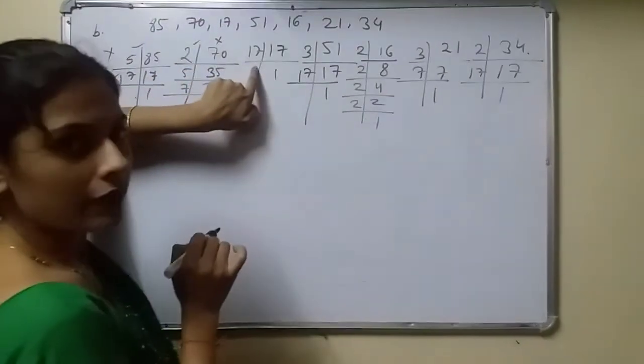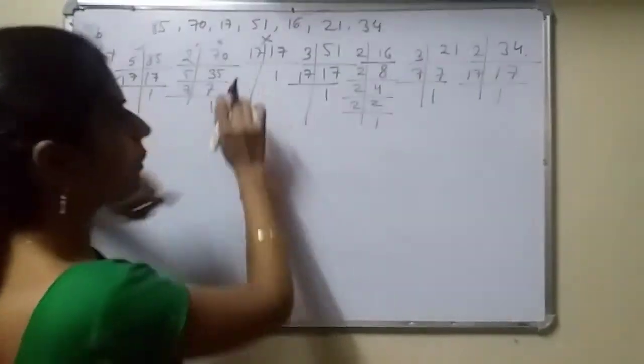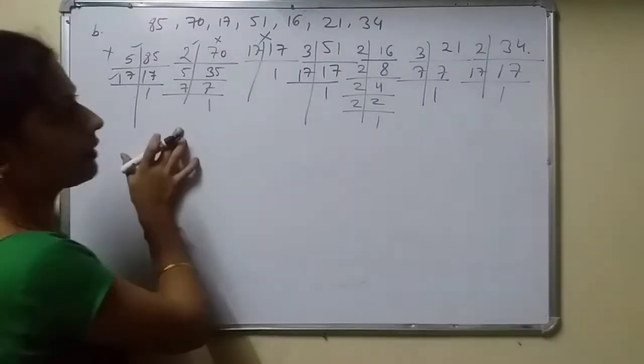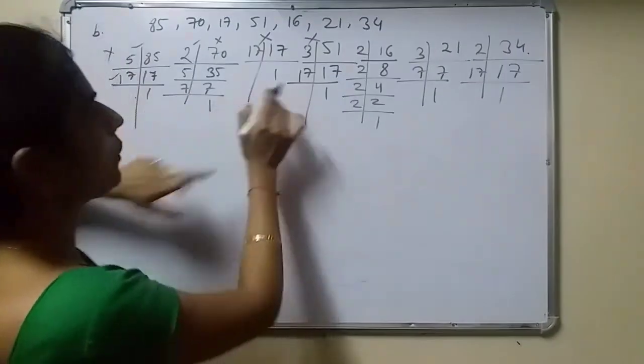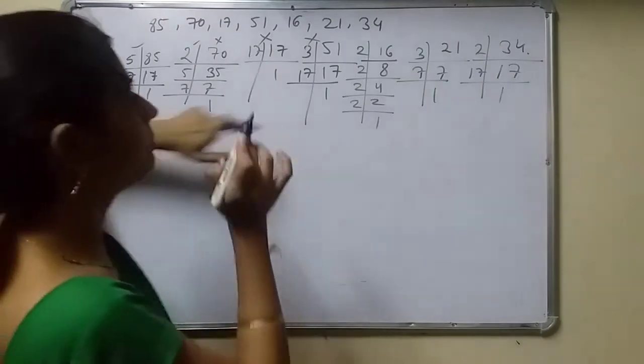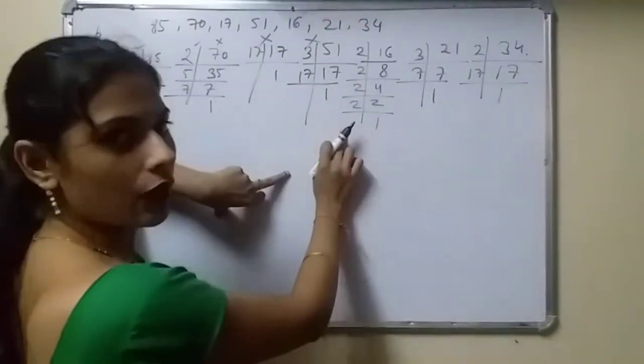Now see, here you can see 17 and here also 17, so it is also not a co-prime number, because you are getting the common factor from the first one. Here also 17 is common from this number. Now see, here 16, only 2 is the common number here.